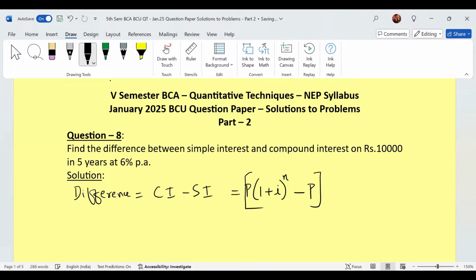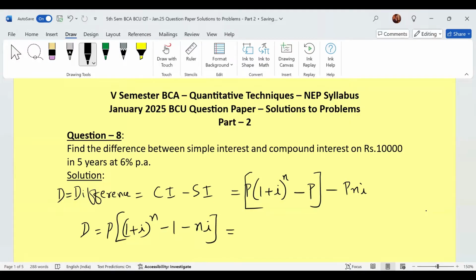This is the compound interest. Minus simple interest will be P into n into I. So we will call this difference as D. So our D will be now, see, you may notice that everywhere P is common, we can take that outside. So we will have (1 plus I) to the power of n minus 1 minus n into I.